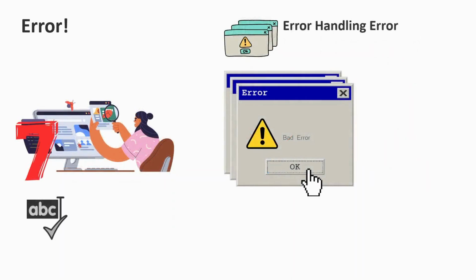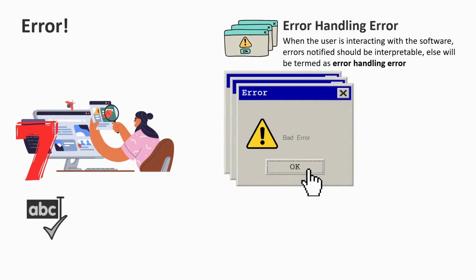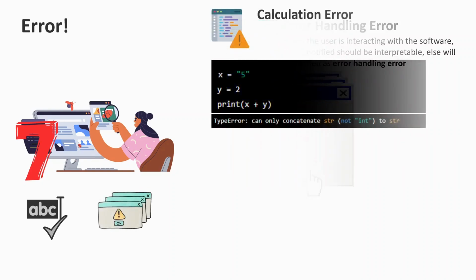Error handling error. When the user is interacting with the software, errors notified should be interpretable, else it will be termed as error handling error. In the example, bad error has no significance to the user.